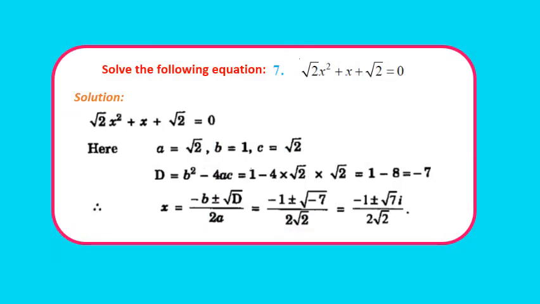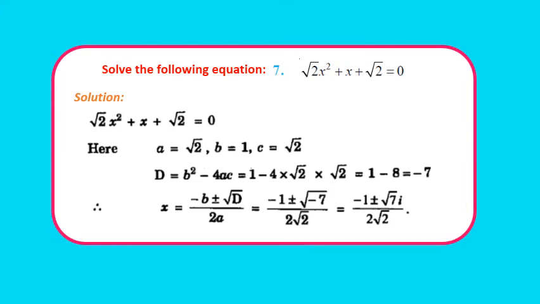Next we have question number 7. Solve the following equation: √2x² + x + √2 = 0. Comparing this with the standard form ax² + bx + c, we have a = √2, b = 1, and c = √2. Putting these values in the discriminant D = b² − 4ac, we get 1 − 4 × √2 × √2, which is equal to 1 − 8 = −7.